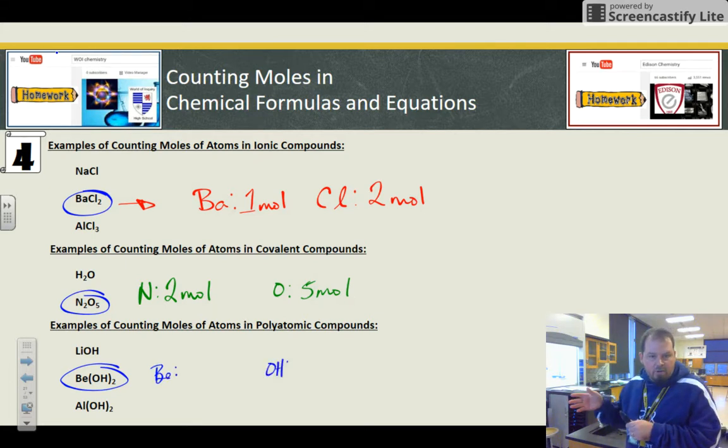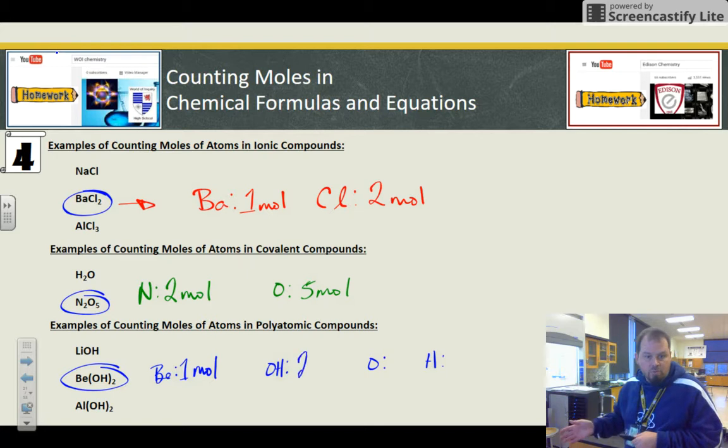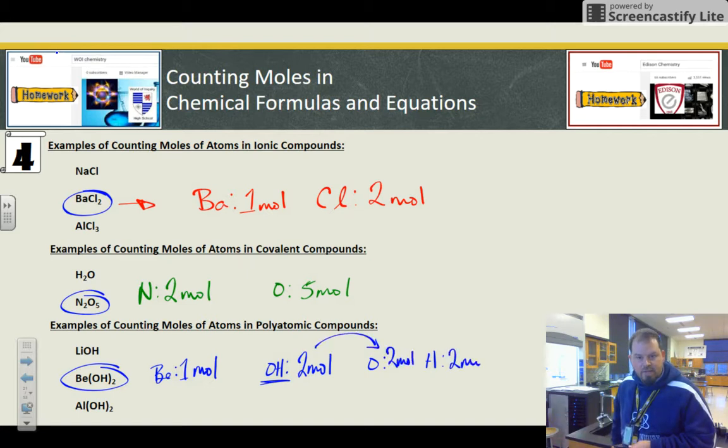Next one, now we get some subscripts, so this one's a little crazy. We are going to separate the O's and the H's out just so you can see how many of them there are. There is nothing behind the Be, so we're going to say 1. There are 2 moles of OH, which is hydroxide, and that means when I distribute, because there's 1 O and 1 H, there's 2 of each. 2 moles of oxygen, 2 moles of hydrogen.